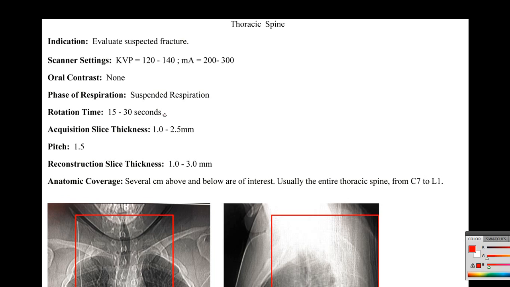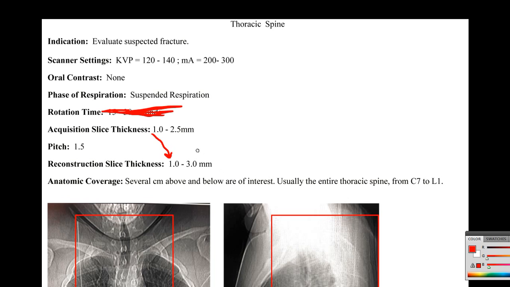The rotation time I feel is slightly off, 15 to 30 seconds. So we're going to kind of cancel that out because it will not take the 30 seconds to rotate around the patient. Scan will be done before 30 seconds is up. The acquisition slice thickness is 1.0 to 2.5, and usually it can even be slightly lower than 1.0, but I think 1.0 is usually a good and happy medium to scan on.